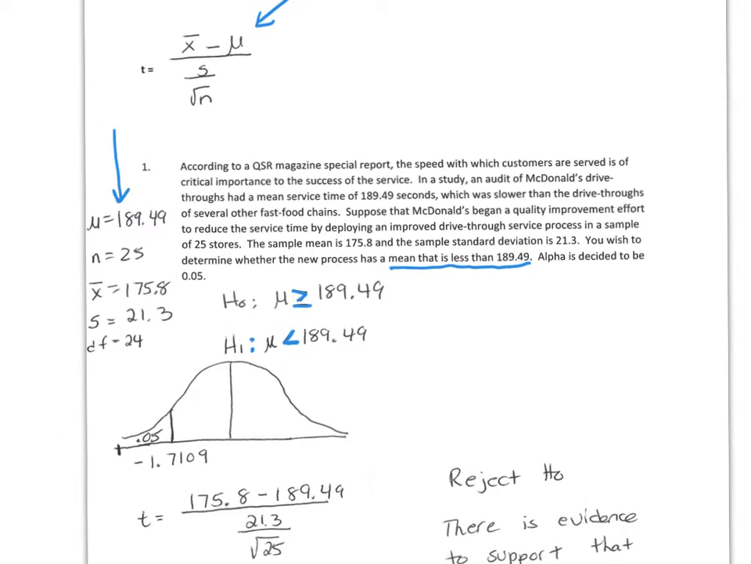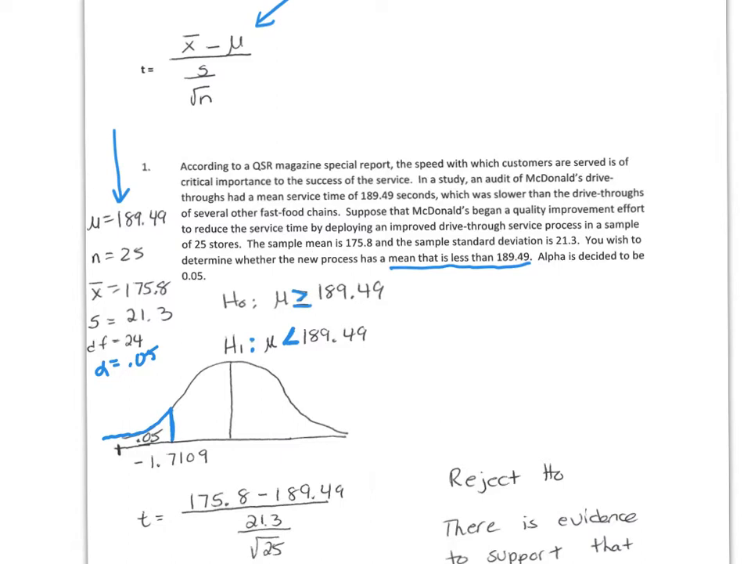So, sigma is not known, so we're going to have to use our t-table. And we also know alpha is 0.05. And this is a left-tailed test, so you don't divide it by 2 because you only have one tail. And there's your alpha, 0.05. Okay, that's in the tail.